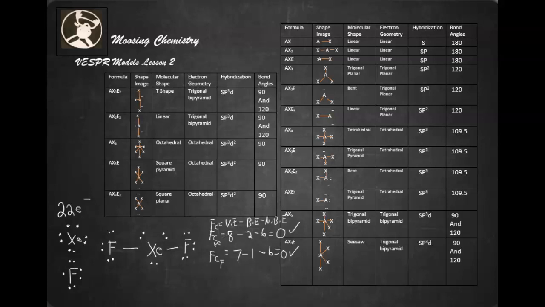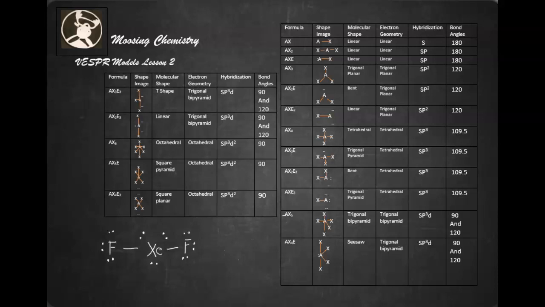All right, now let's go ahead and erase this here. And we no longer need this, of course. And we no longer need the formal charge because we've already proven it to be the best possible structure. So now, what kind of shape is this? Well, let's look at this, okay?